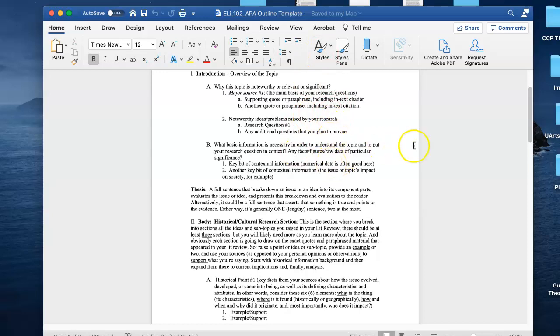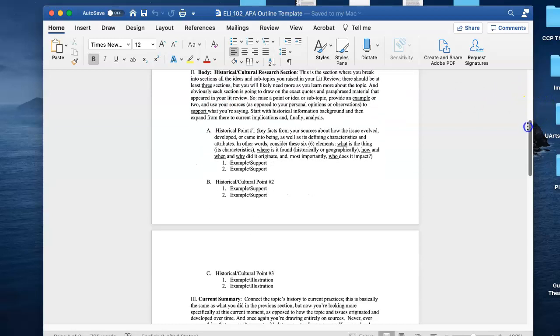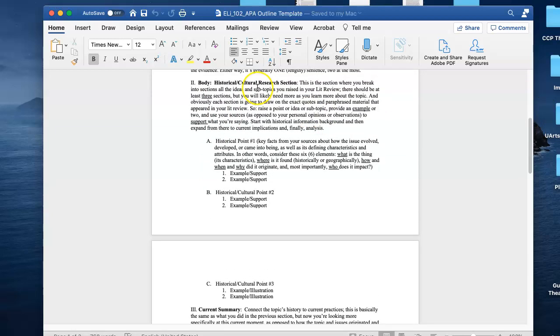So look at this. This is what your first section of your outline is going to look like. You'll come to your thesis, and then we'll get into the body. We'll start by talking about this. I've got this historical / cultural research section. This is the section where you break into sections all the ideas and subtopics you raised in your lit review. There should be at least 3 sections, but you will likely need more as you learn more about the topic.